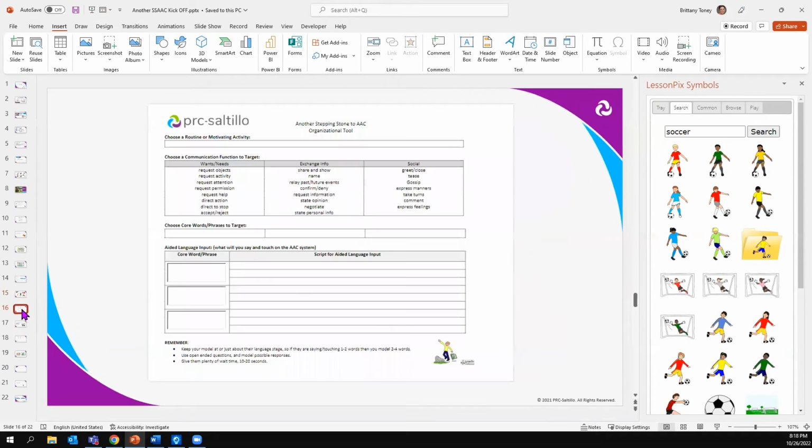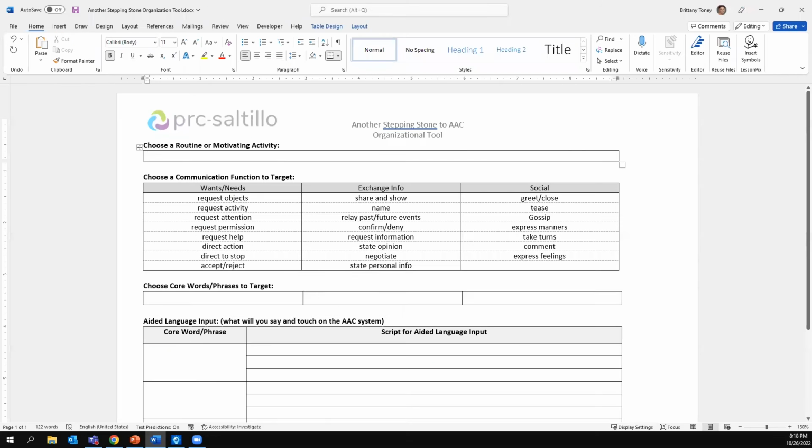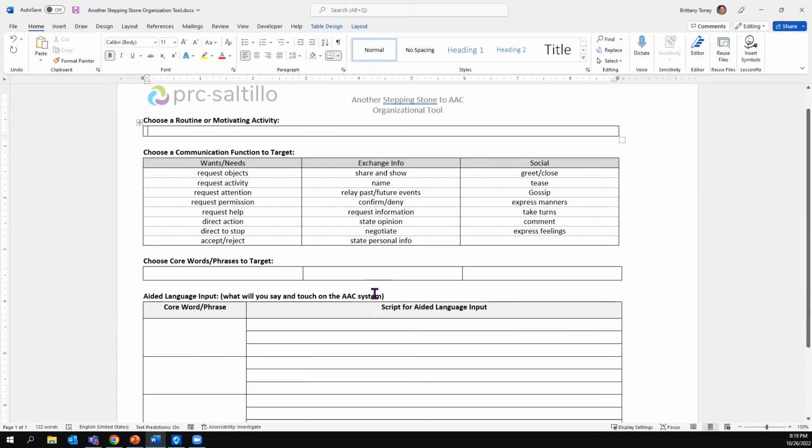Now what we're going to do together is fill out this form. So let me pull that up, because the whole point is for you to walk away with a practical activity with this form filled out, so then you can do it next time. So our motivating activity was, let's just say, playing with a ball.